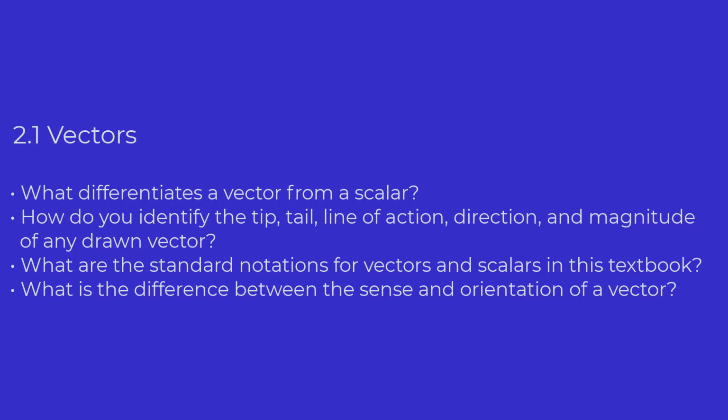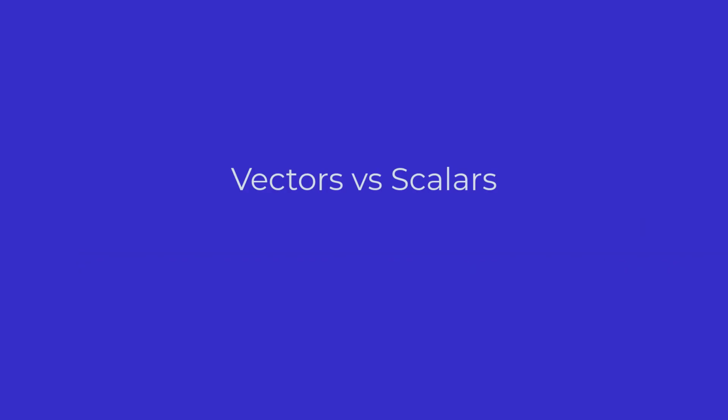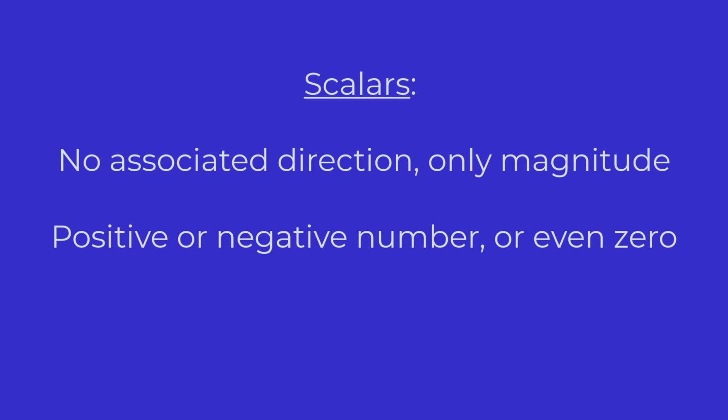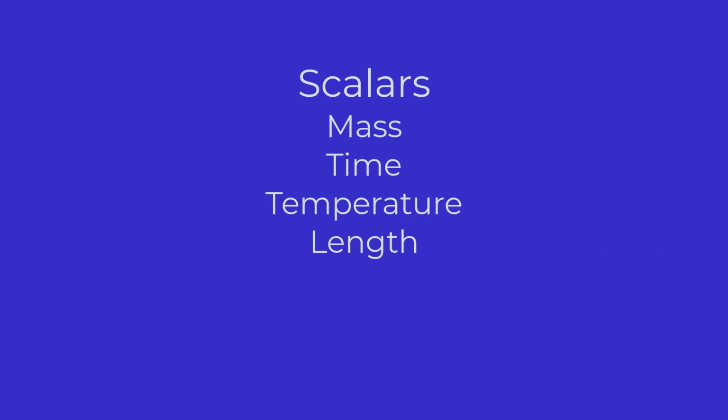Before we can solve statics problems, we first have to understand the basic quantities used in statics, which are scalars and vectors. Scalars are physical quantities that have no associated direction and can only be described by a positive or negative number, or even zero. Examples of scalars are mass, time, temperature, and length.